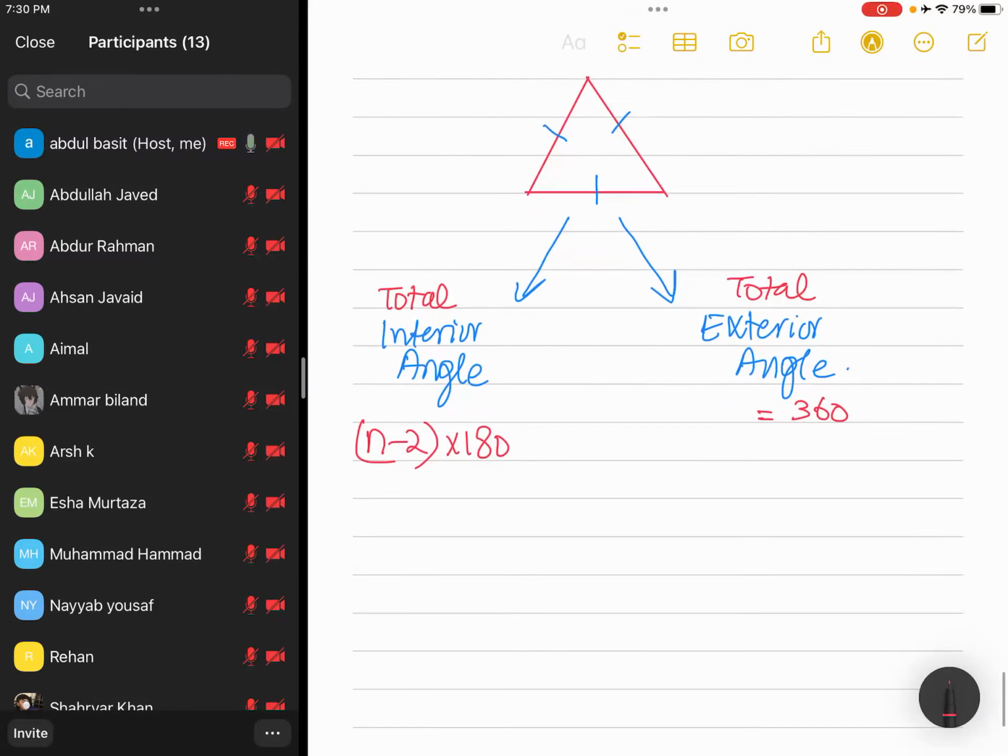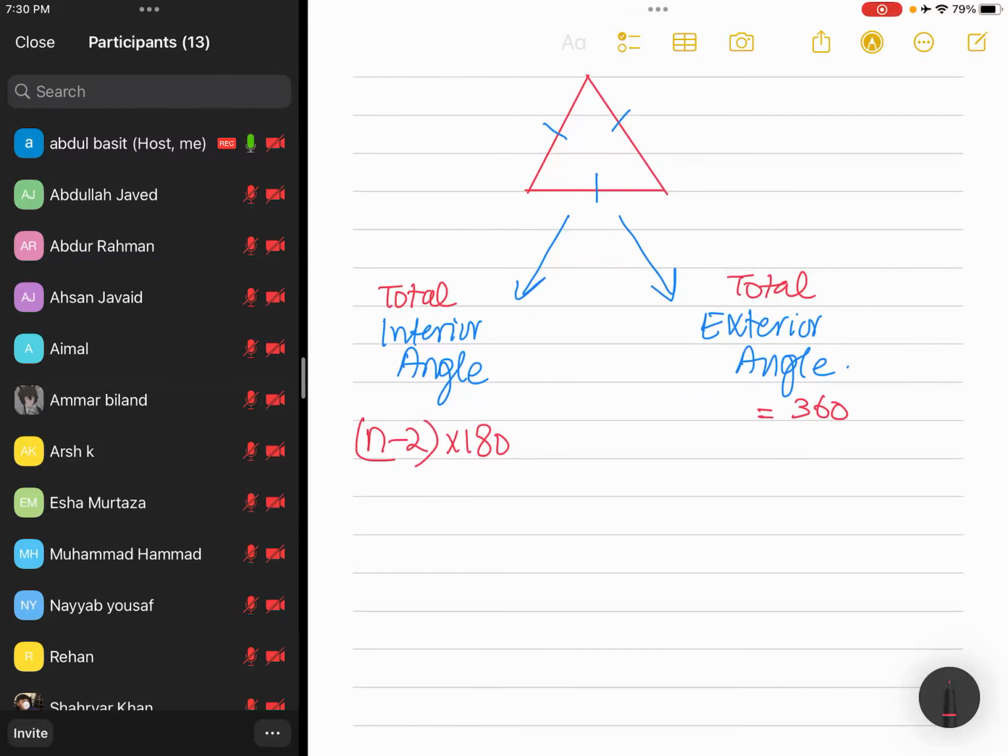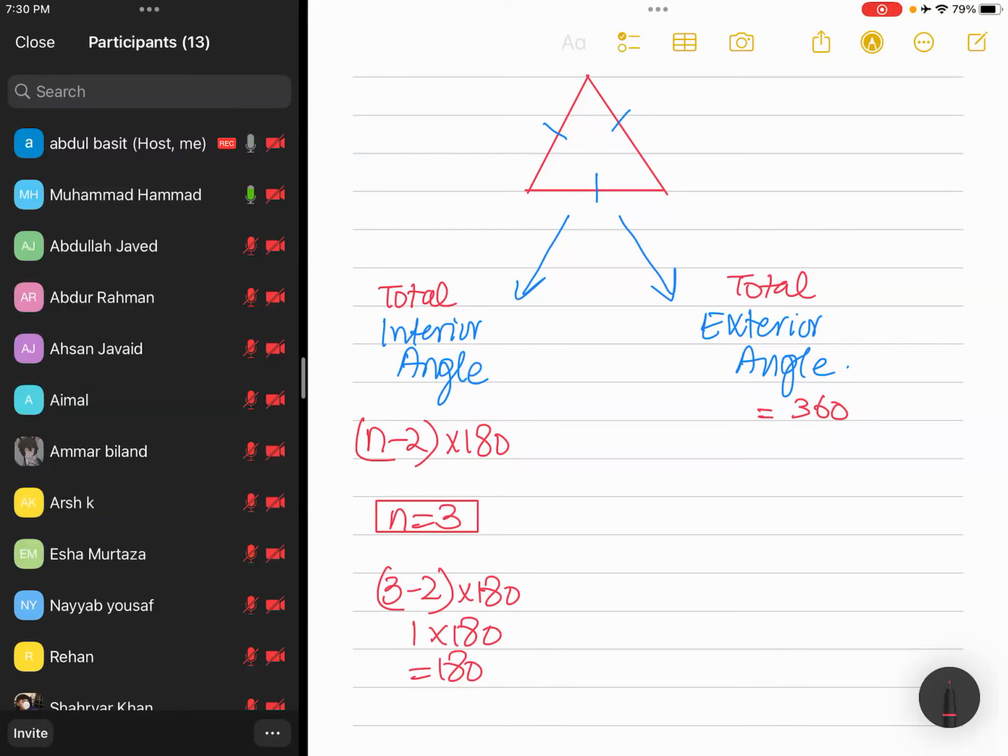Now for example, how many of you know that the sum of the angles in a triangle is equal to 180 degrees? All of you know this, right? Yes sir. As we know that a triangle has three sides, so the total angle of the triangle would be (3 minus 2) times 180, 1 times 180, which is equal to 180. It is proved. Yes or no? Yes sir. Okay, let's show.